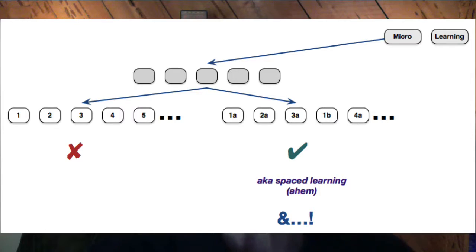In fact, we need that because of the way our brains work. But we have a label for that. It's called spaced learning. So spaced learning is great if that's what you mean by microlearning, but that's not always what people mean. So let's talk about the second definition.